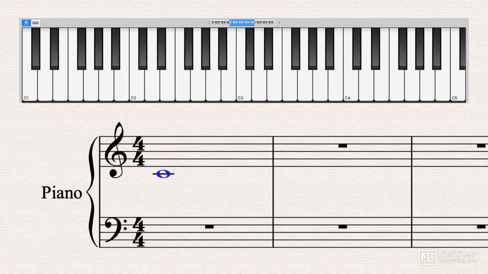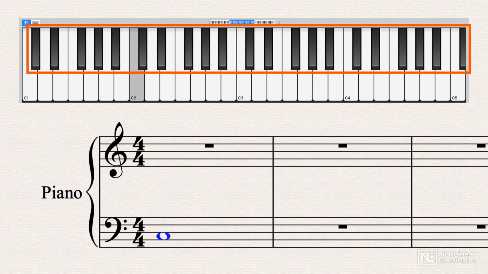So as you move up the staff, you hit all of the white keys on the piano. C, D, E, F, G, A, B, and then C again. As you move down the staff into the bass clef, you get the same pattern, just backwards. C, B, A, G, F, E, D, C. I'll come back to the black keys on the piano in the next two videos.